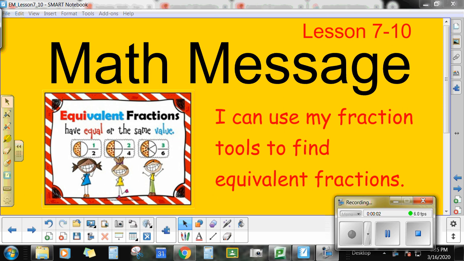Alright guys, today we're going to do lesson 7-10, and in this lesson we are going to use your fraction tools to find equivalent fractions. You know, your fraction tools like fraction circles, fraction strips, and number lines. Now remember, we don't have all of the tools at home that we might have at school, but we can always draw them out. And that's why I taught you how to draw them out, so that if you are ever somewhere where you don't have access to these tools, you can quickly create them on your own.